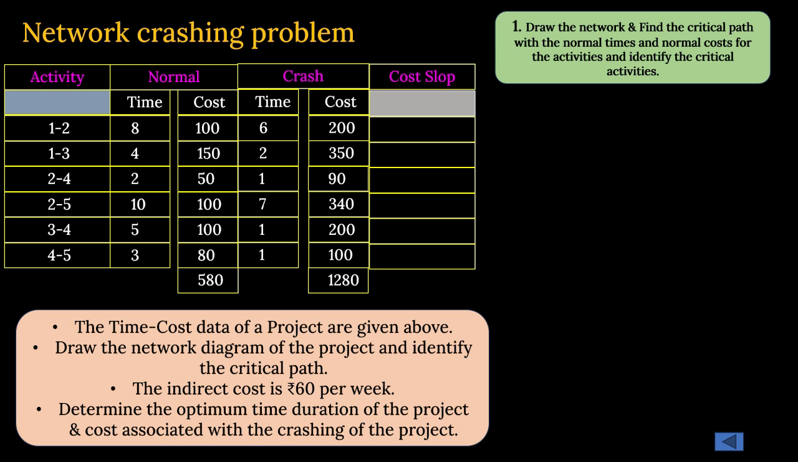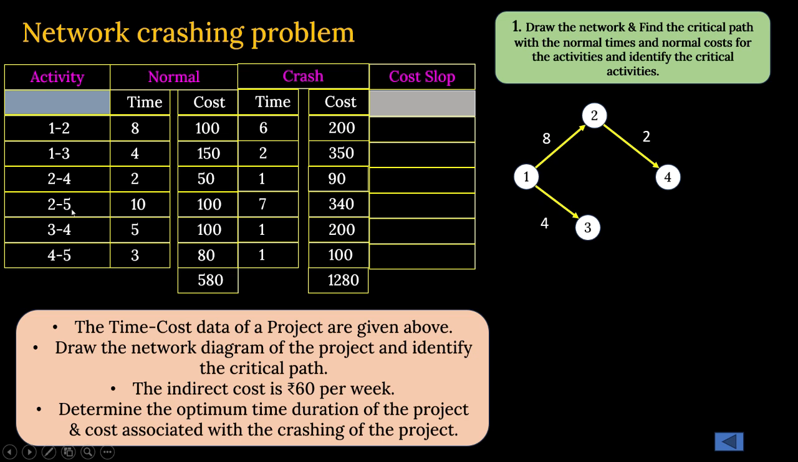Okay, fine. First, here it is given 1 to 2. So I take node 1 and the activity is getting completed in node 2. Normal time is 8. Then another one, 1 to 3. That means starting from node 1 going to node 3. Normal time is mentioned 4. Then the next activity is 2 to 4. This is the activity. What is the duration? Normal duration is 2 days or 2 weeks, whatever.